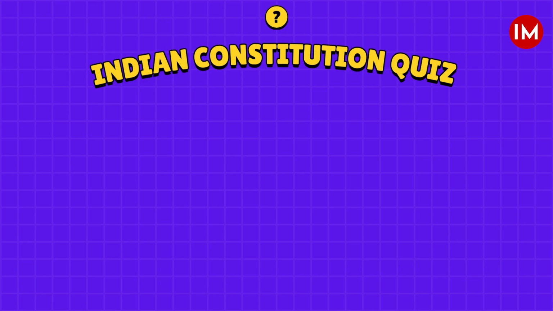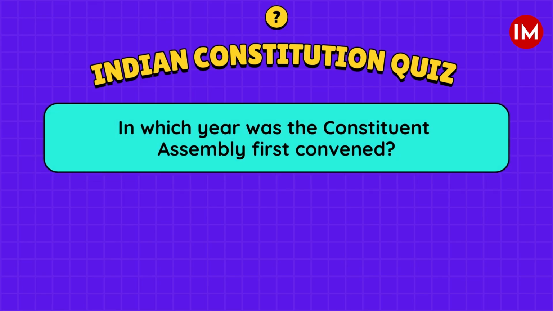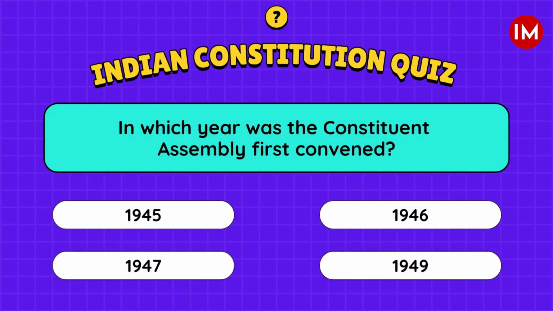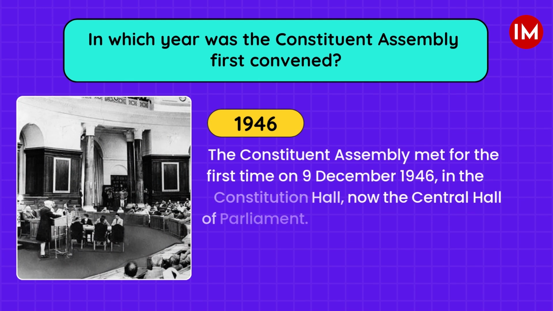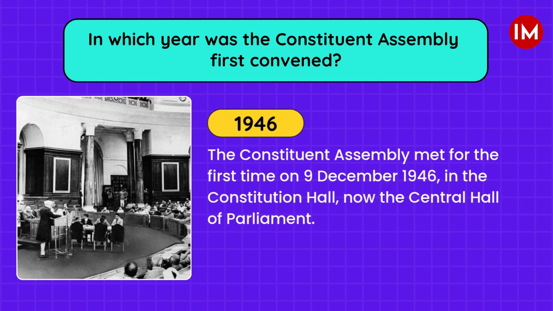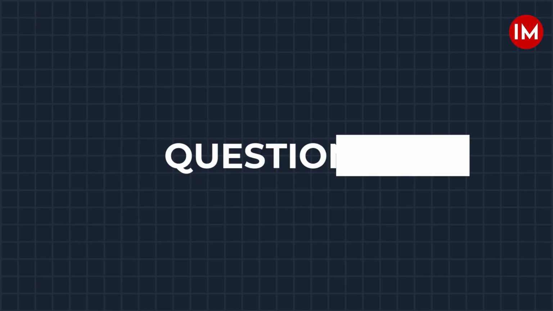Question 3. In which year was the Constituent Assembly first convened? A. 1945, B. 1946, C. 1947, D. 1949. The correct answer is B. 1946. The Constituent Assembly met for the first time on 9th December 1946 in the Constitution Hall, now the Central Hall of Parliament.